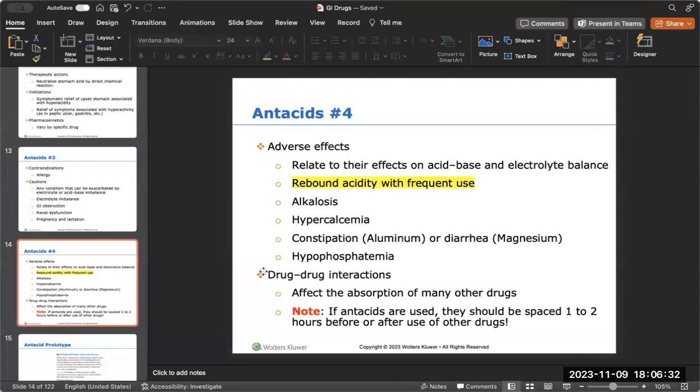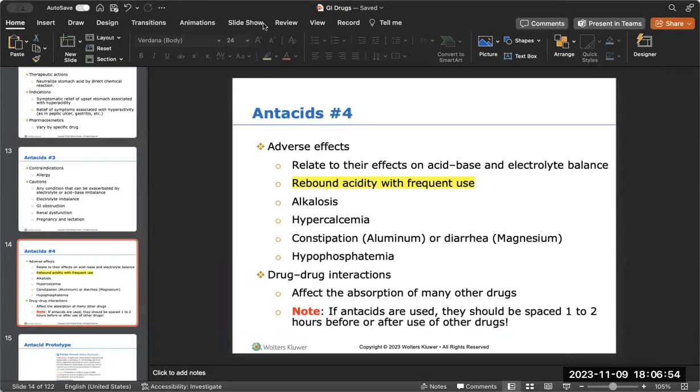So I would really want you to know those symptoms that I said: aluminum can cause constipation, diarrhea is caused from magnesium. I would know that. I would know those: calcium carbonate causes the constipation, and the alkalosis is caused by that sodium bicarbonate.